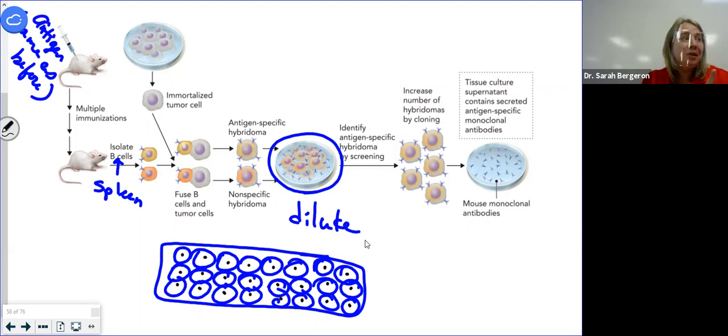Isn't that awesome? And then all I have to do is collect the fluid that the cells are growing in, because what do B cells do? They make antibodies and they send them out into the serum, right? Well, the serum is basically the culture medium that you're growing your cells in. So all you have to do is collect the liquid that your cells are growing in, put them in some fresh, and they're good to go again. Pretty awesome. So you have a never-ending supply of monoclonal antibodies.